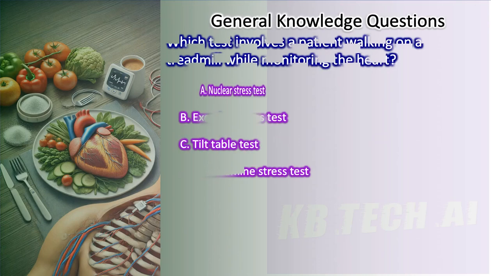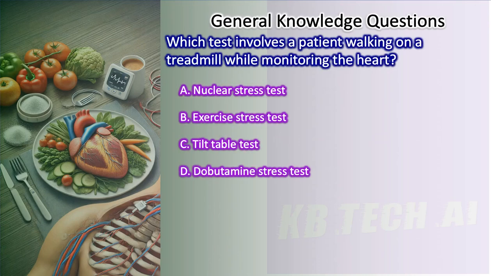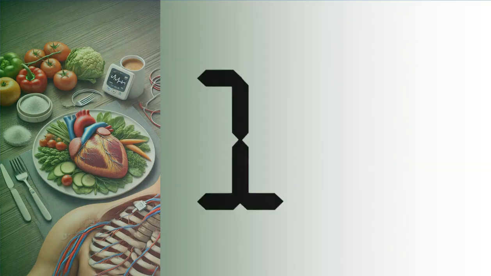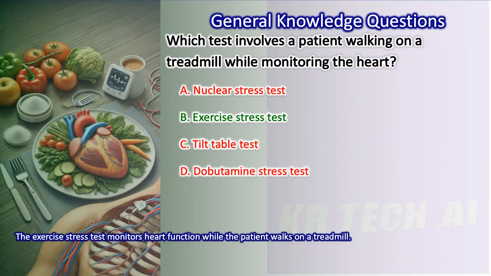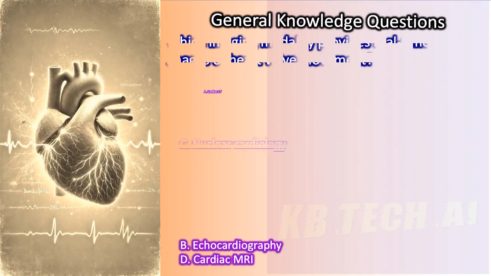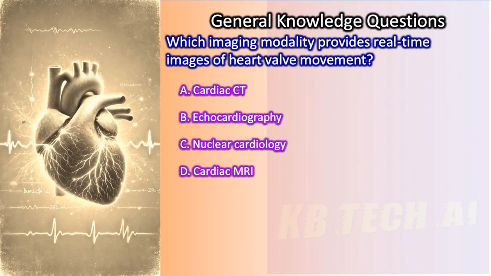Which test involves a patient walking on a treadmill while monitoring the heart? Option 1. Nuclear stress test. Option 2. Exercise stress test. Option 3. Tilt table test. Option 4. Dobutamine stress test. The answer is option 2. Exercise stress test.